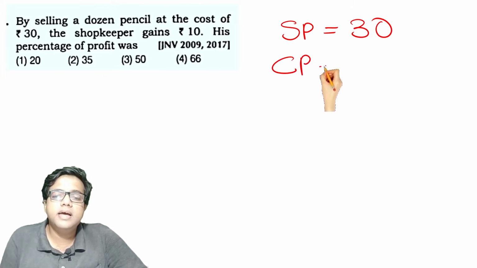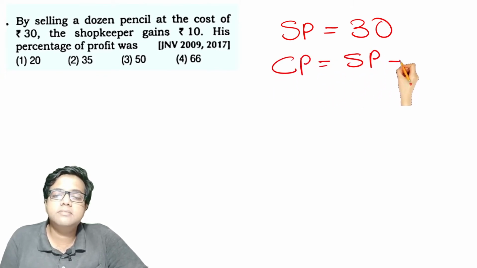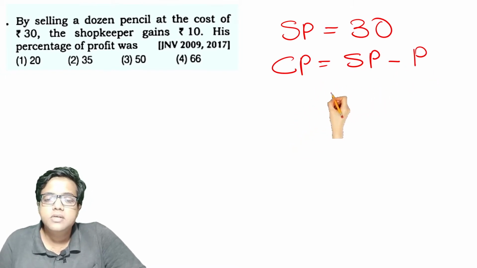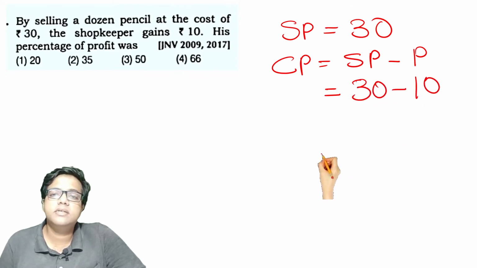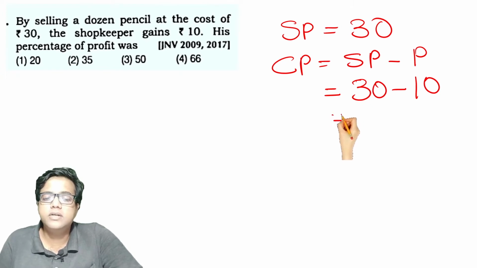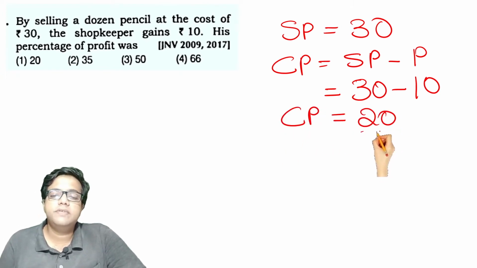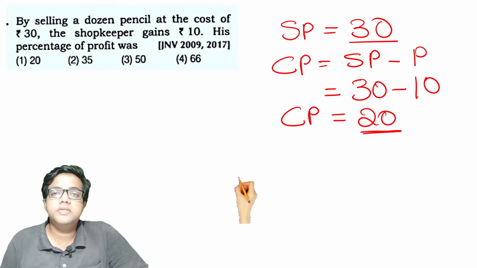And what is the cost price? The cost price is equal to the selling price minus the profit. The selling price is 30 rupees minus the gain, which is the profit. He gains 10 rupees as profit. So the cost price is equal to 20 rupees. 20 rupees is the cost price, and 30 rupees is the selling price.